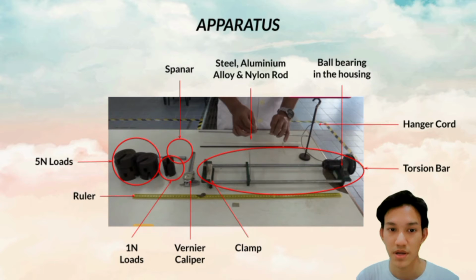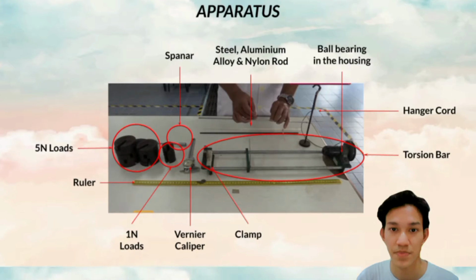For the apparatus part, we have a 5 Newton load, ruler, 1 Newton loads, vernier caliper, clamp, torsion bar, hanger cord, ball bearing in the housing, steel, aluminium alloy, and nylon rod, and lastly we have a spanner. So this is all the apparatus that we're going to be using in this experiment.